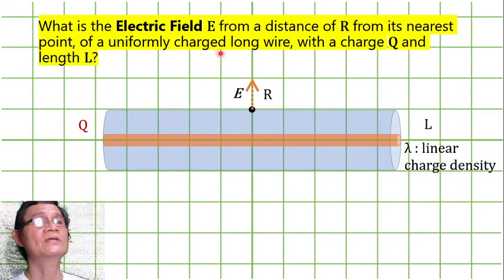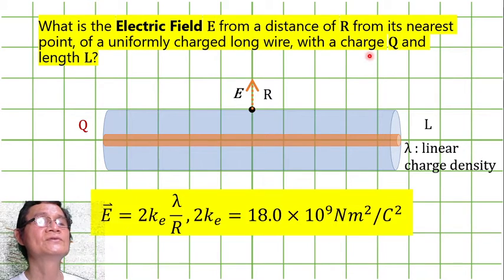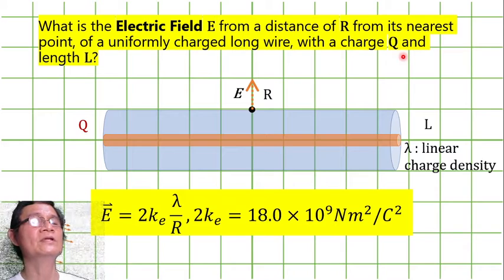So, what is the electric field E from a distance of r of a uniformly charged long wire with a charge of Q and a length of L? So the answer is this: 2k_e lambda over r, with k_e equal to this expression. You already know the meaning of k_e if you have arrived at this video.